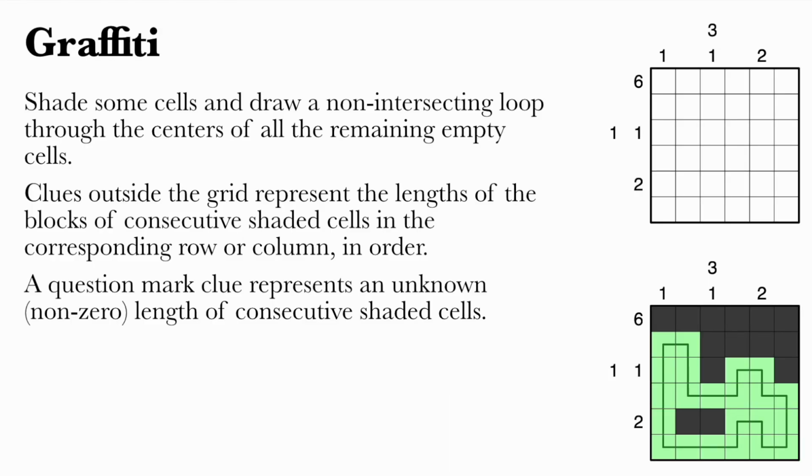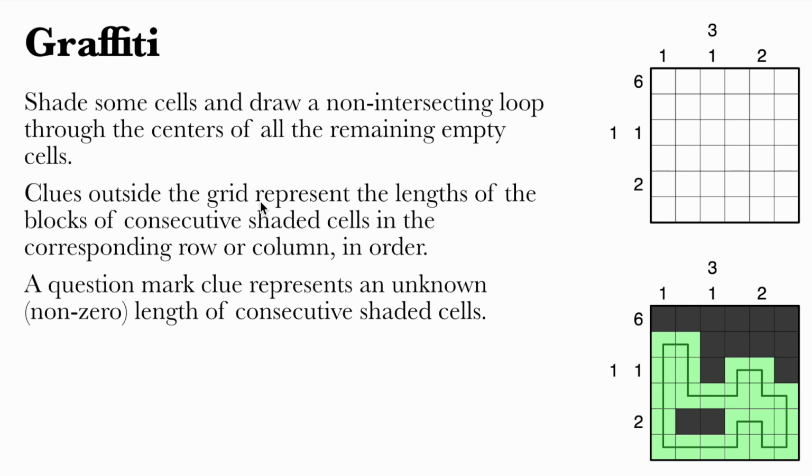In graffiti, we will shade some cells and draw a non-intersecting loop through the centers of all the remaining empty cells. So we've got kind of a combination of a shading puzzle and a loop drawing puzzle here, where we are going to shade in some cells in the grid and fill the whole rest with a loop, simple loop style, going through the centers of all the cells, horizontally and vertically, not diagonally.